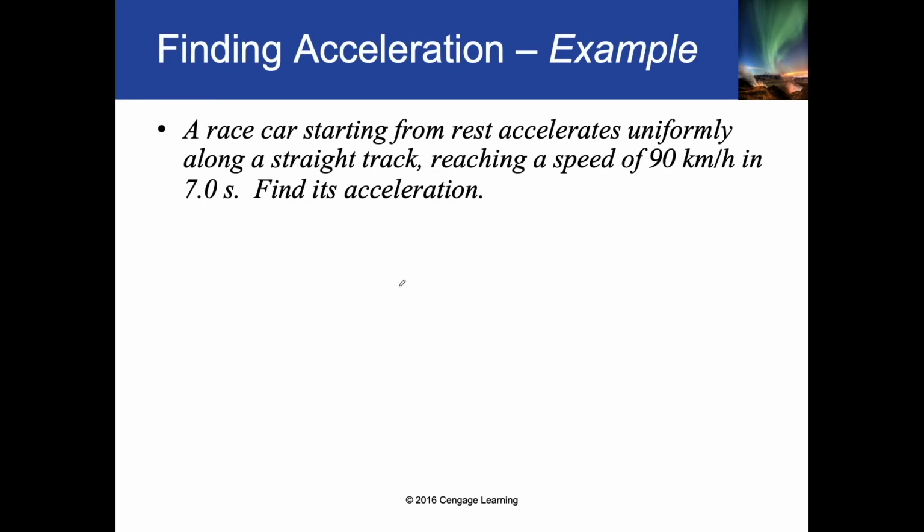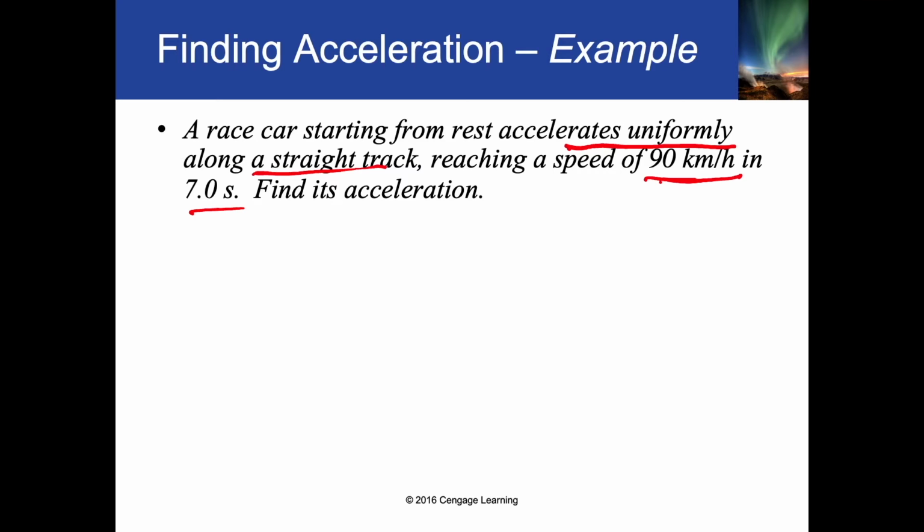All right, so let's do our very first acceleration problem. A race car is starting from rest and accelerates uniformly. Accelerate uniformly means that it's constant acceleration. And then along a straight track, reaching a speed of 90 kilometers per hour in 7 seconds.